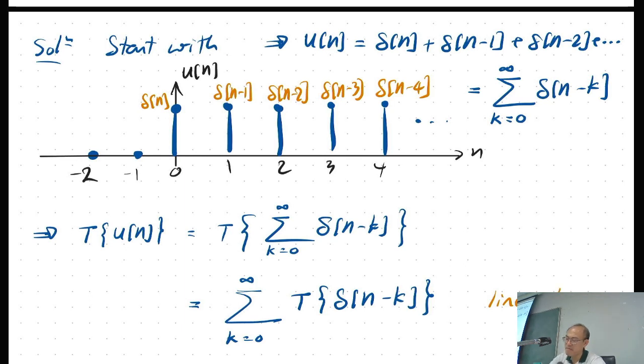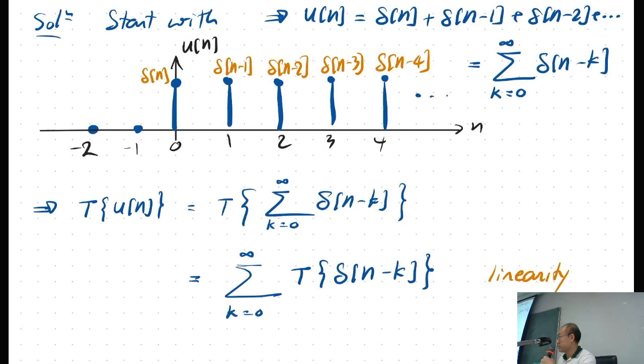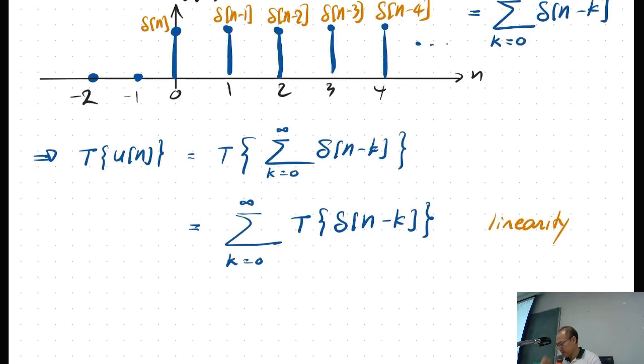By the assumption of the problem, the system T is linear time invariant, which means that it is linear as well as time invariant. So I'm using linearity here to bring T inside. And then you have to figure out what this is.